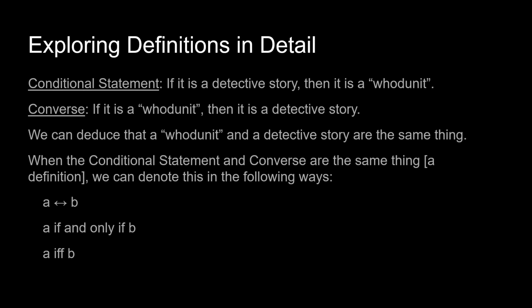in the following ways. We can use an A with a B, and notice the double arrow in the middle, which reads A if and only if B. But the other way to write this is A iff B, and notice the two F's. Those two F's standing for if and only if.